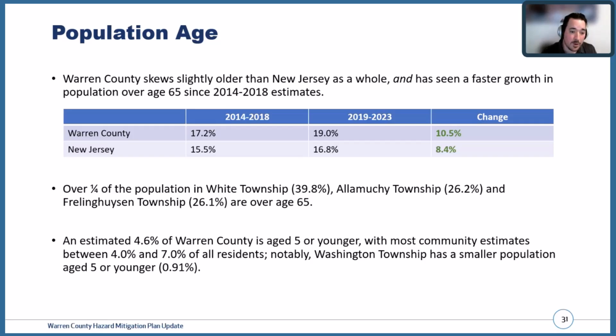And then an estimated 4.6% of Warren County is aged 5 and younger, with most of the community estimates between 4 and 7. There's not much difference between the communities as a whole. They all lie in there, other than Washington Township, which had a smaller population of less than 1% aged 5 and under.